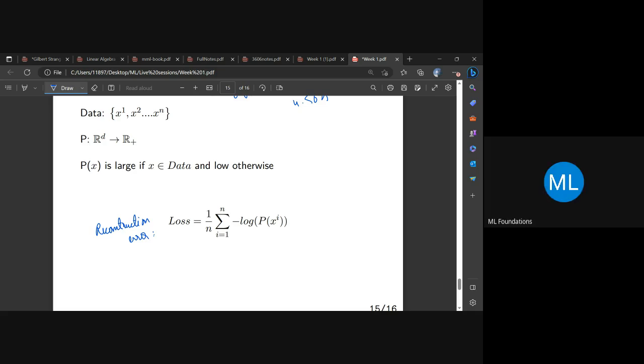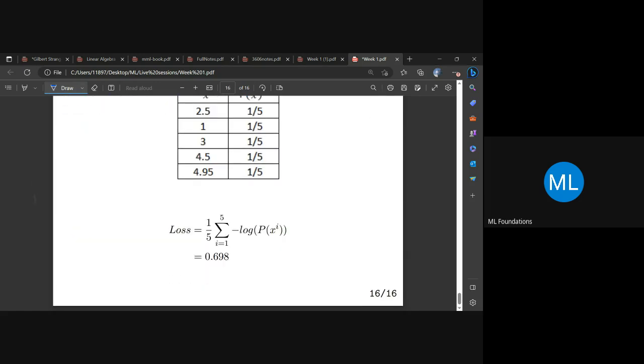You have already seen the log likelihood when you were doing the ML estimator, right? So you have found a likelihood function. Now this, minus log of p of xi, is called negative log likelihood. And again you want this loss to be as small as possible, right?